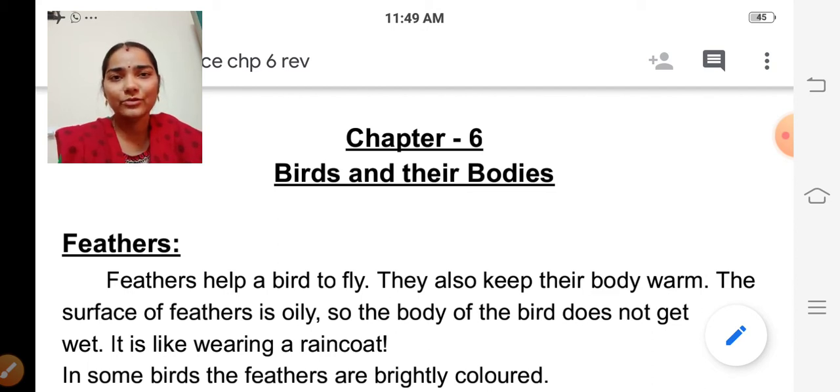The birds fly using their feathers, isn't it? They have strong muscles attached to their wings. They have wings instead of arms, isn't it? They use the muscles attached to the wings to flap. Birds are very light. Why? Because their bones are very thin and hollow.